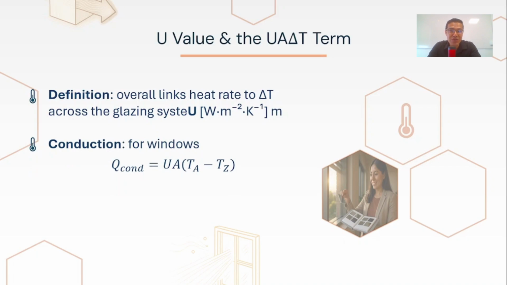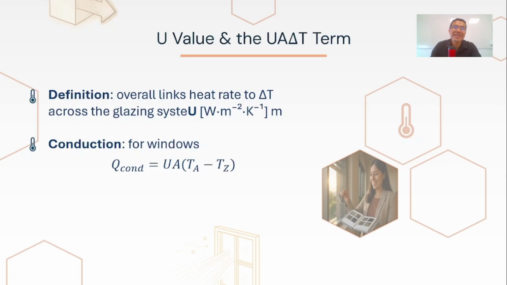We model conduction using the formula Q conduction equals UA times the temperature difference between the indoor ambient and the outdoor ambient air. This formula is a two-way street. In the winter, when it's colder outside, so our outdoor air temperature is lower than the zone temperature, heat escapes from your home, resulting in a heating penalty. In the summer, when the outdoor air temperature is higher than the temperature of the zone, heat comes in, adding to your cooling load.